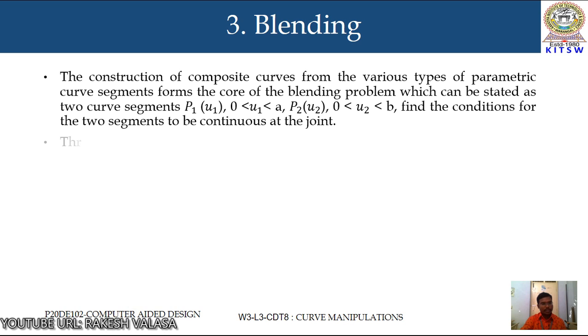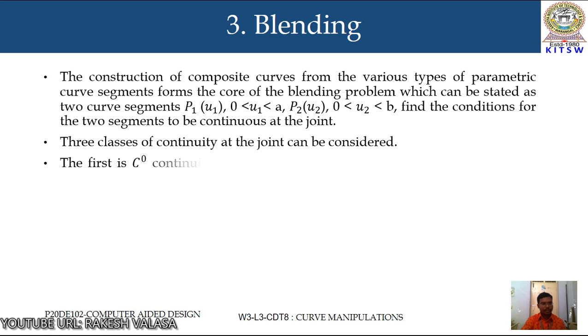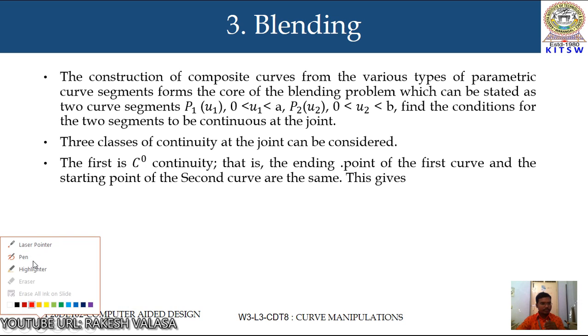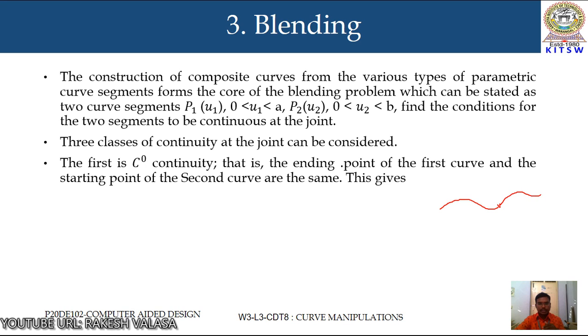Here, let us take three classes of continuity at the joint. The first is C0, that is positional continuity. That means the ending point of the first curve, let us take one curve. This is the first curve. The ending point of the first curve and the starting point of the second curve, let us take one more curve. This is the starting point of the second curve. The ending point of the first curve and the starting point of the second curve are the same.